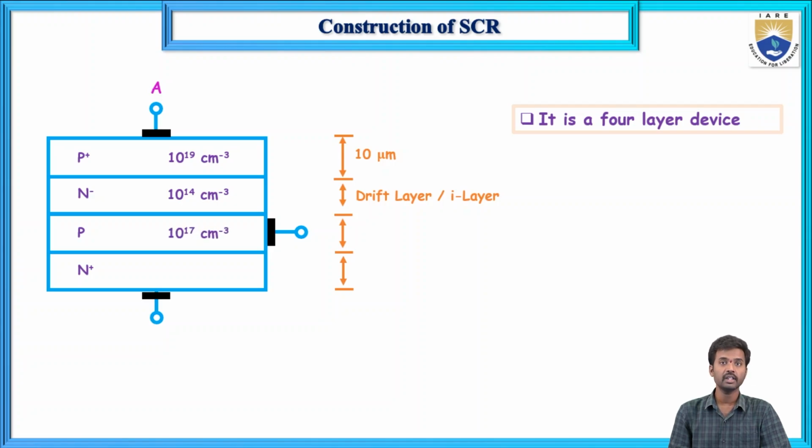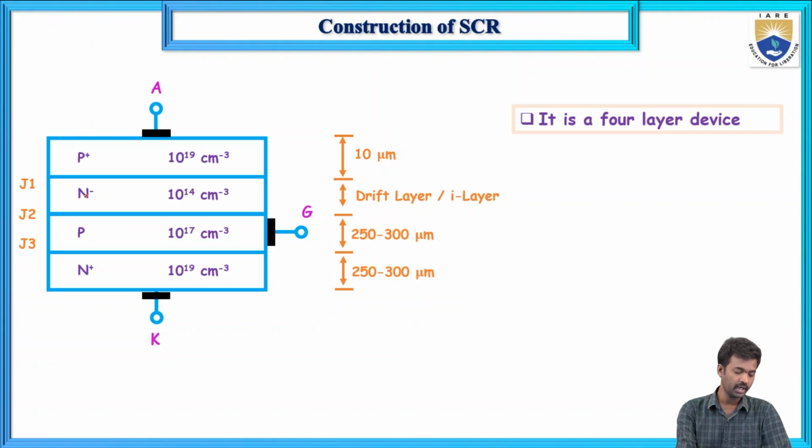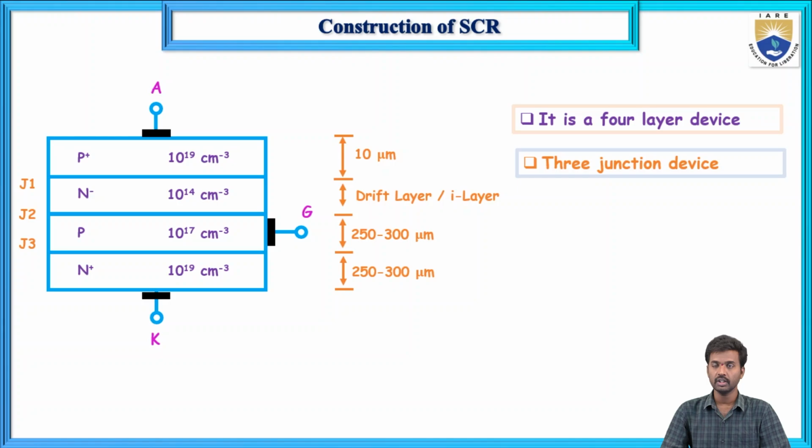And next, the third layer is the P layer, that is moderately doped layer, the level of doping is 10 raised to 17 per centimeter cube. Its width is 250 to 300 micrometer. And next, the N plus region is a heavily doped layer, 10 raised to the 19 per centimeter cube the level of doping, and its width is also the same, 250 to 300 micrometer. Now here we have three junctions, J1, J2 and J3. Between P and N is one junction, N and P is another junction, and P and N is the third junction. So three junctions, four layers, three terminal device.